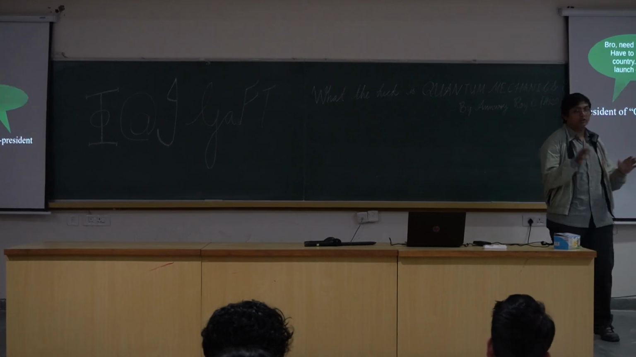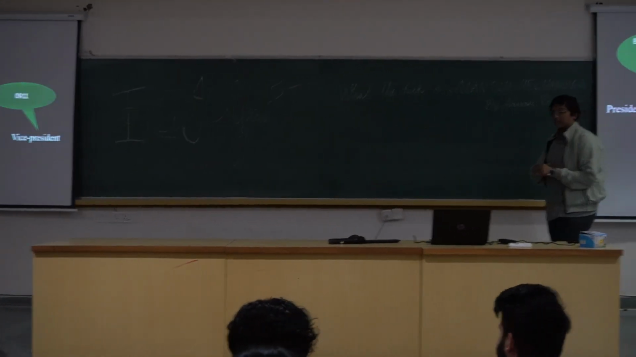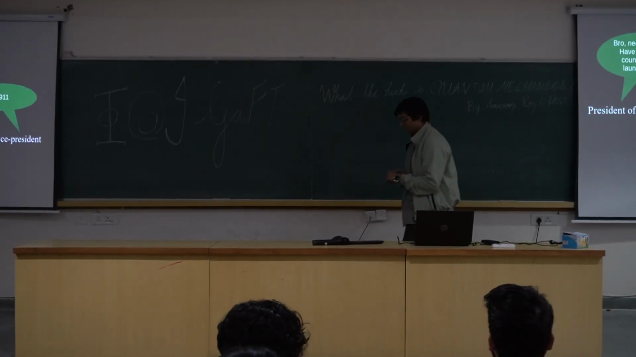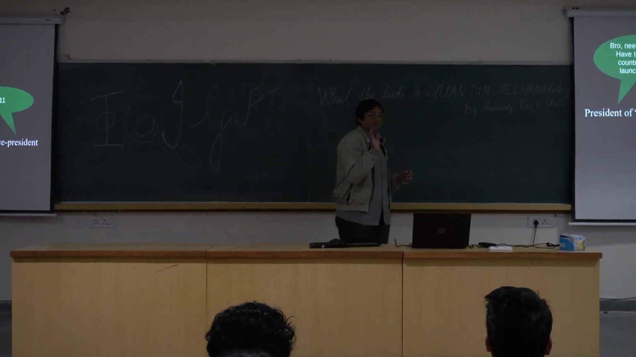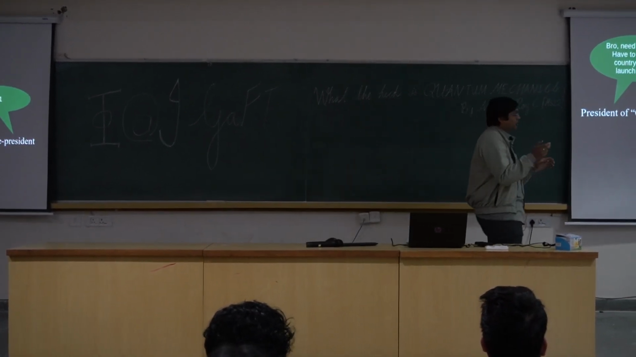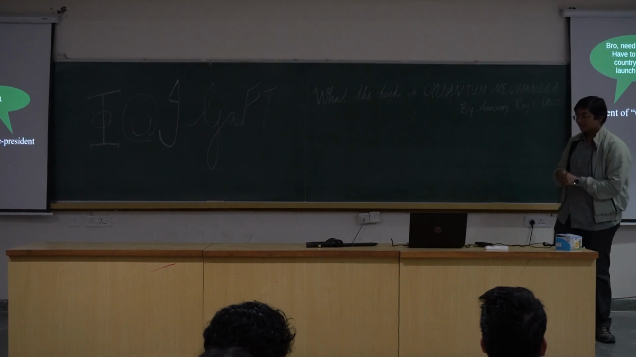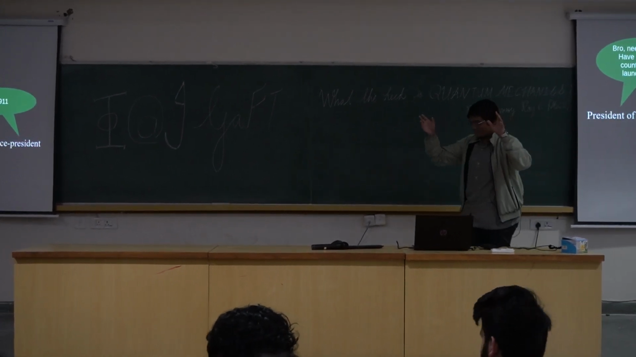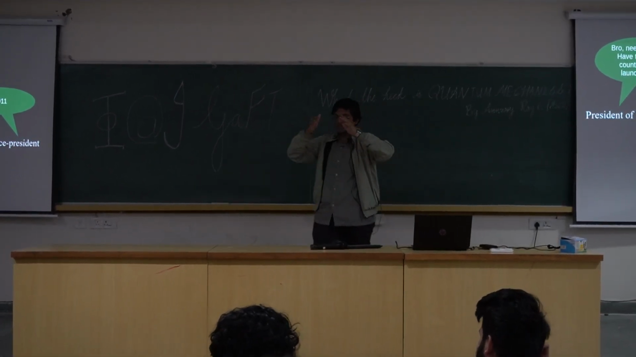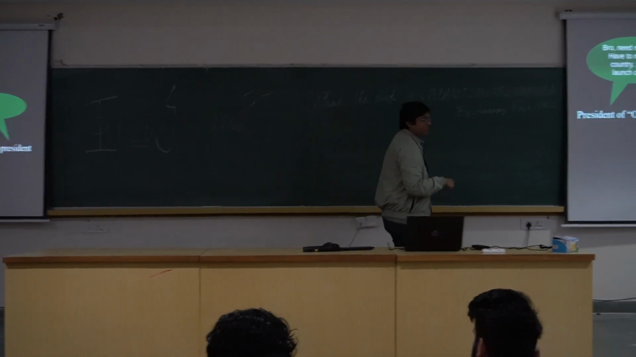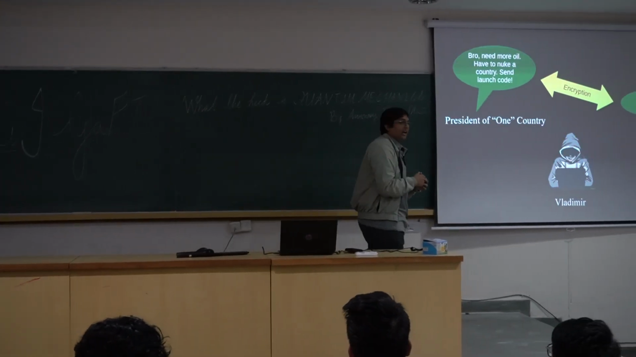And so he wants to nuke another country, and what is the launch code? Nuclear launch code. And he asks the vice president. The VP sends a launch code 9/11. Now the messages, the interaction that they have between these two people is encrypted, right?